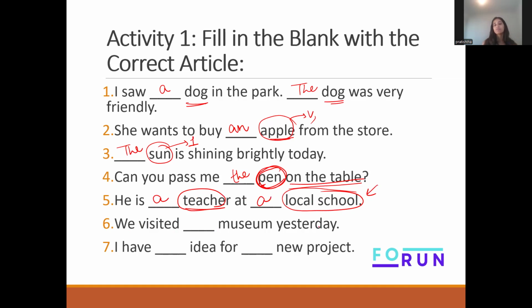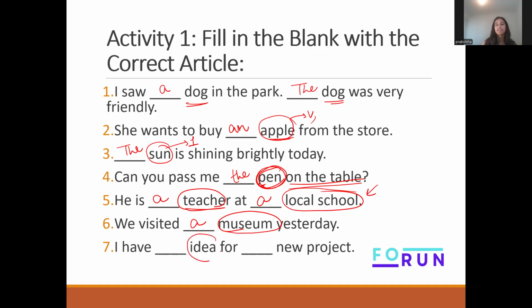We visited dash museum yesterday. So our object is museum, right? And we are talking about a random museum. I have not mentioned which museum I'm talking about. So we visited a museum yesterday.